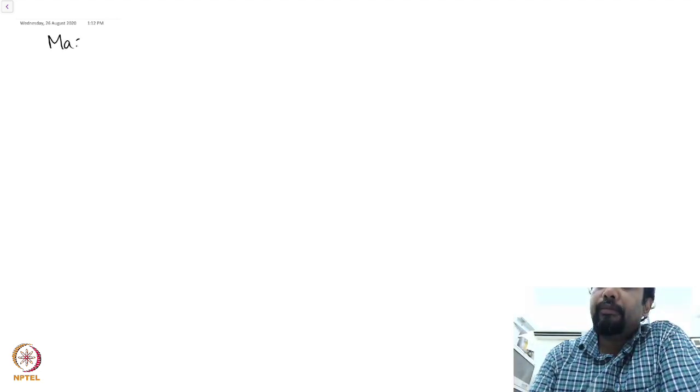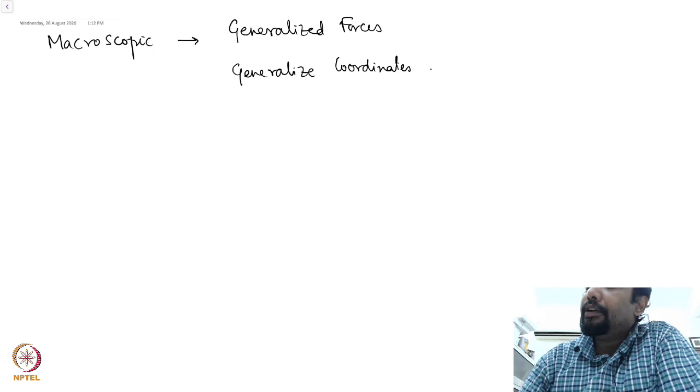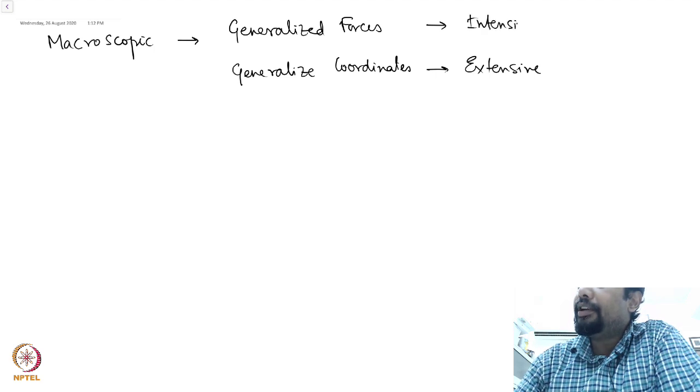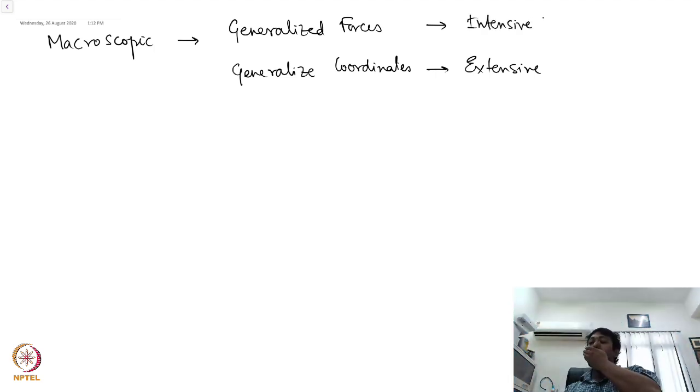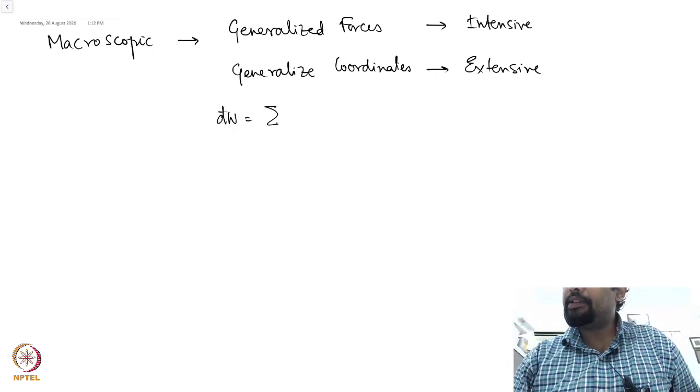Therefore, the macroscopic variables I can classify in two categories. I have a set of generalized forces and I have a set of generalized coordinates. These are intensive in nature and these are extensive in nature. I can combine them to write down the work done as the sum over Fi dxi.